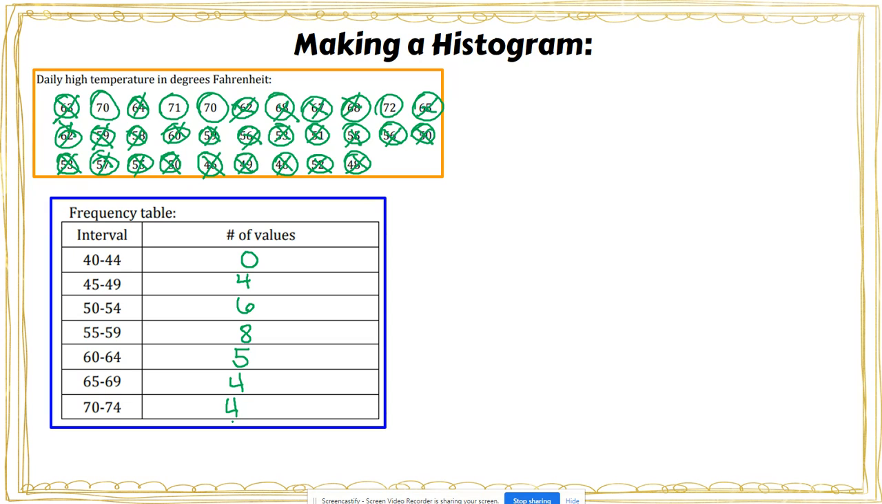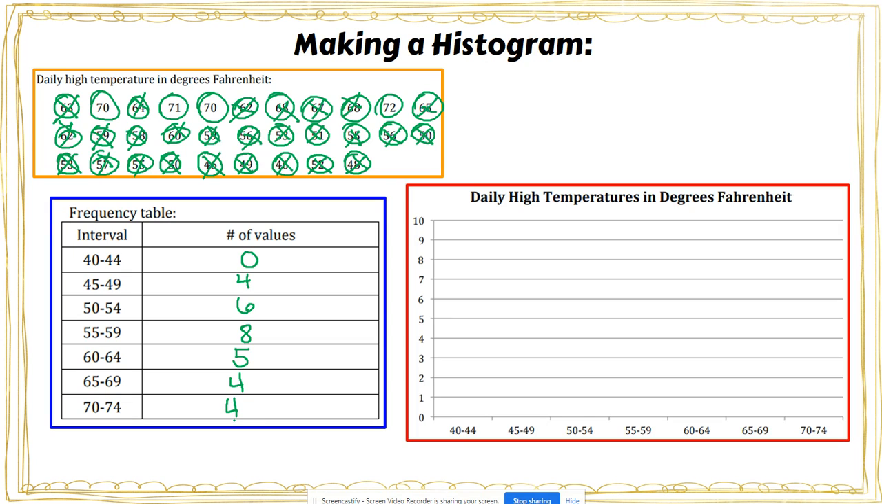Now we're going to take these values and we are going to represent them on a frequency table. When we're making a frequency table, it's just like making a bar diagram, except that when we go to write our numbers on our x-axis, these are going to be written in intervals instead of one number.